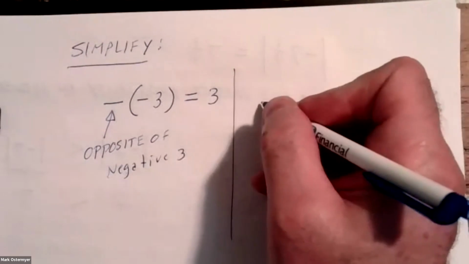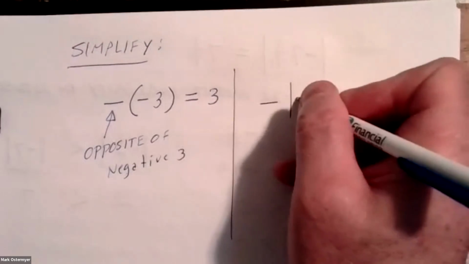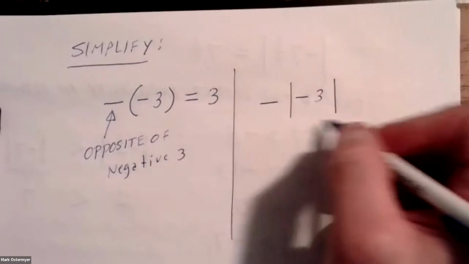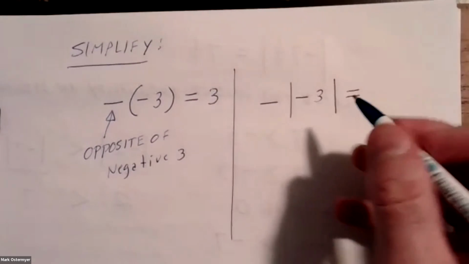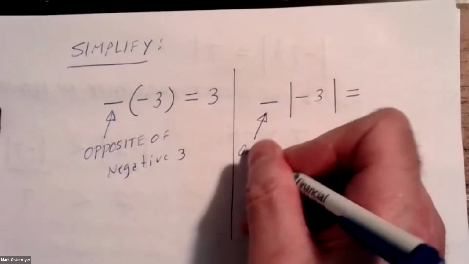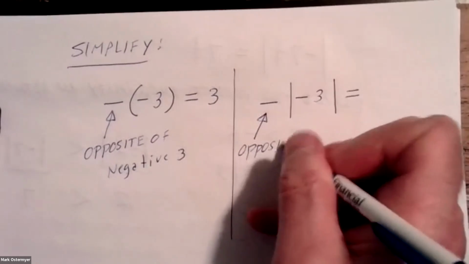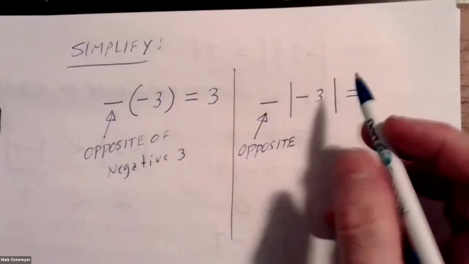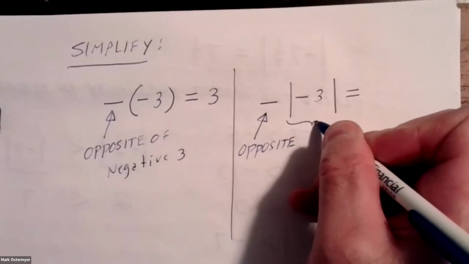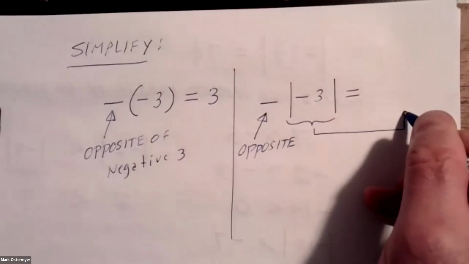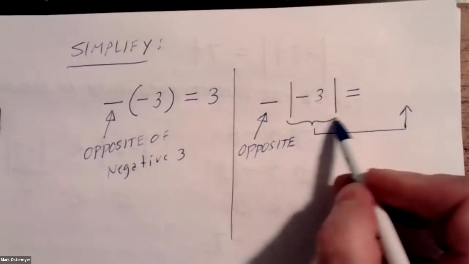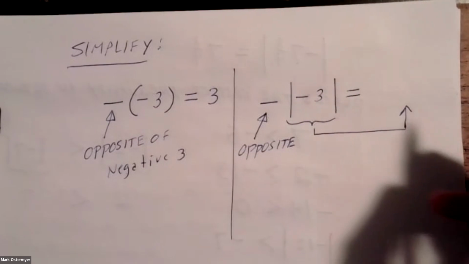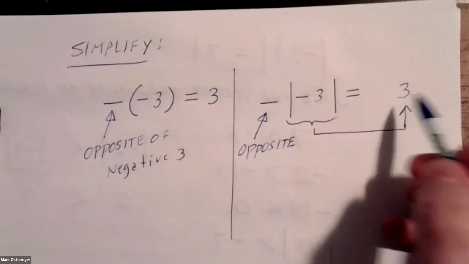Now I want you to contrast that with this, where I put the -3 inside absolute value symbols now. What if I want you to simplify this expression? Well, we have to be careful here. This still is interpreted as the word opposite. But now we want to take the opposite of the absolute value of -3. What is the absolute value of -3? 3. Just +3, correct? Just +3.